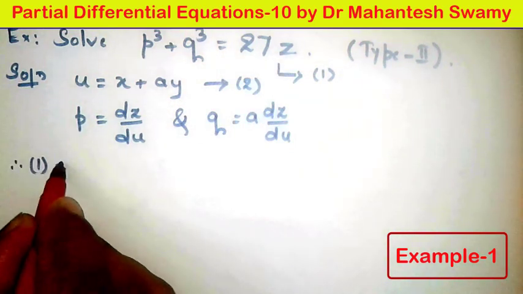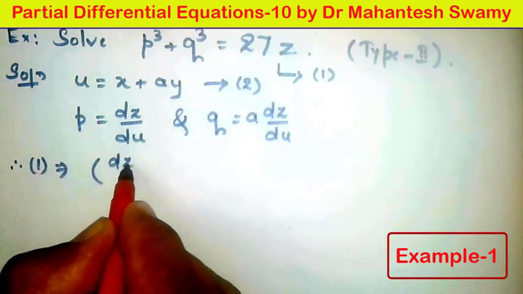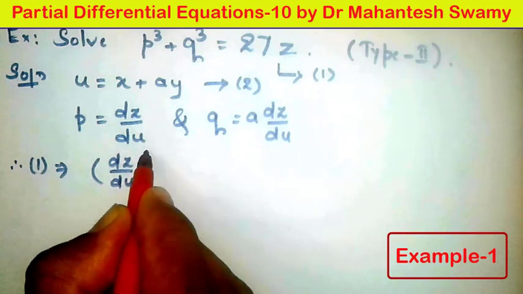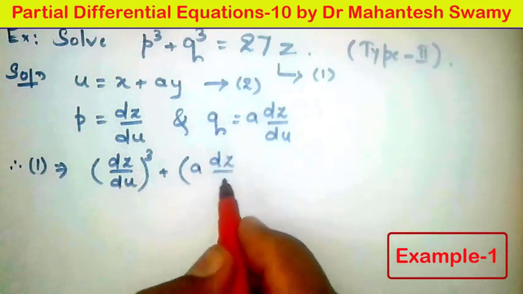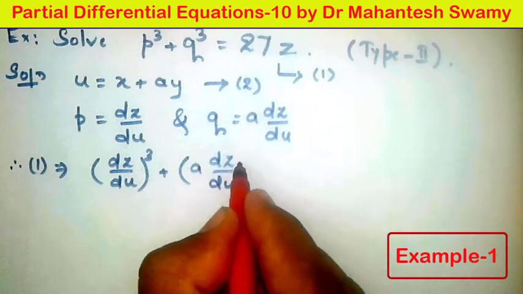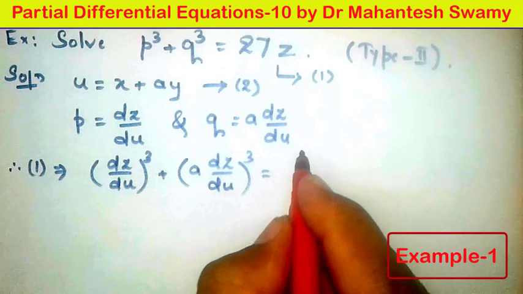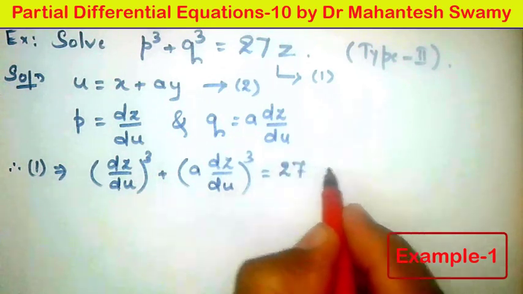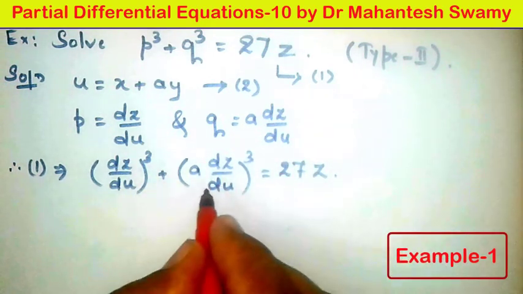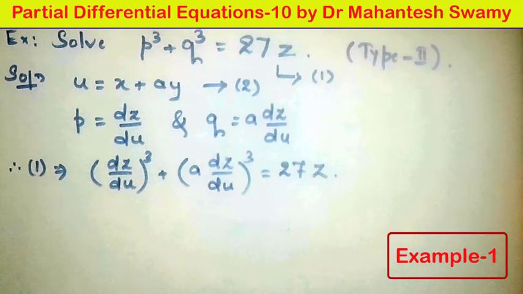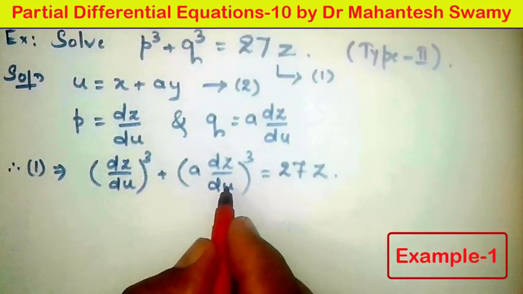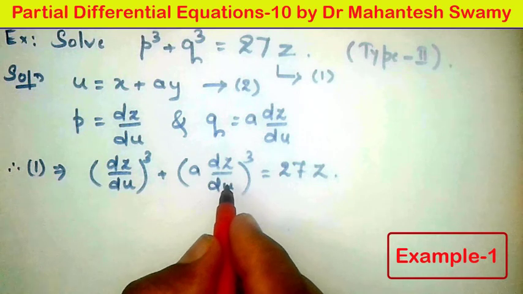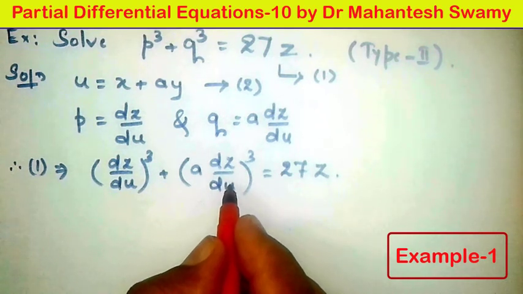Therefore 1 implies (dz by du) whole cube plus (a into dz by du) whole cube, and on the RHS it is 27z as it is. So this is the form of the equation which we are getting from the given PDE. What we are getting here is an ordinary differential equation which is, though non-linear, an ordinary differential equation. It can be handled very easily.